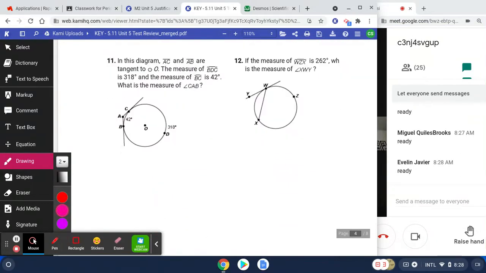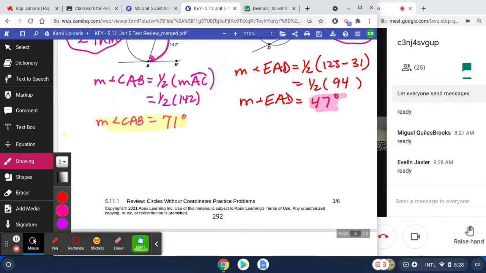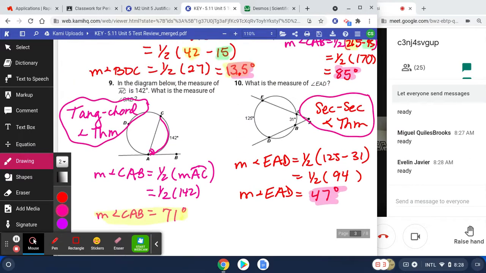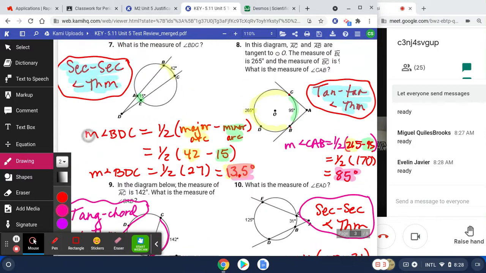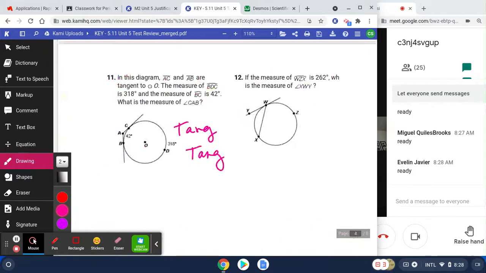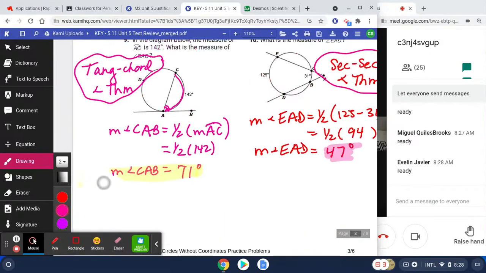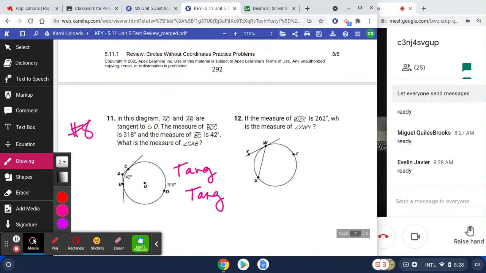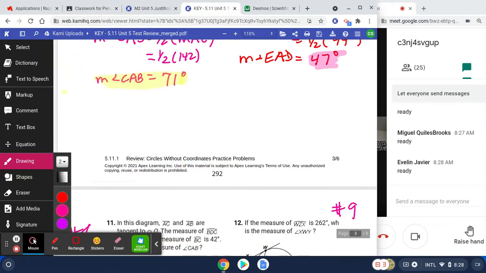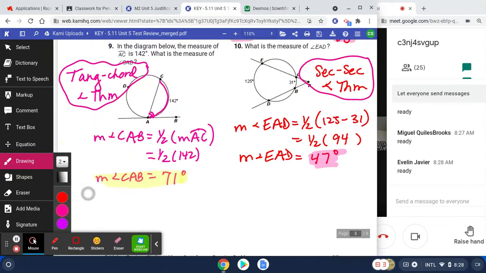Moving down, this one is also the tangent. And this one over here is also, so number 11 is just like number 10. Sorry, just like number, where's our tangent? Just like number 8. And number 12 is just like number 9. Using this guy right here, the tangent chord angle theorem.